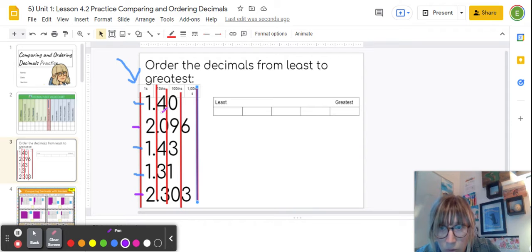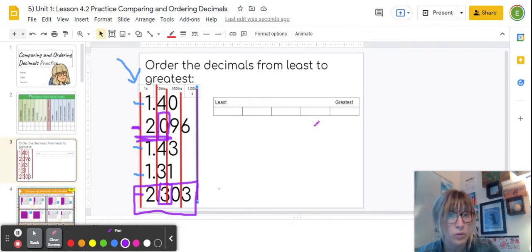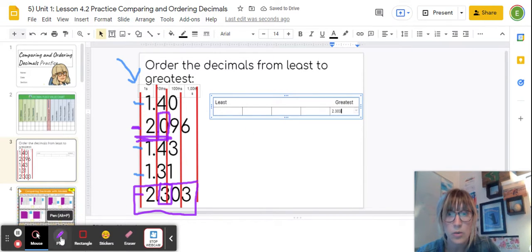So we can say, all right, let's just go with purple. We'll try to find the biggest one first. So if I go to the next digit, tenths, right? Now I'm looking in the tenths column. Which is bigger? They were both tied with 2, but now 3 is bigger than 0. So that means that 2 and 303 thousandths is the biggest of these numbers. So we can now cross that one off of our list.